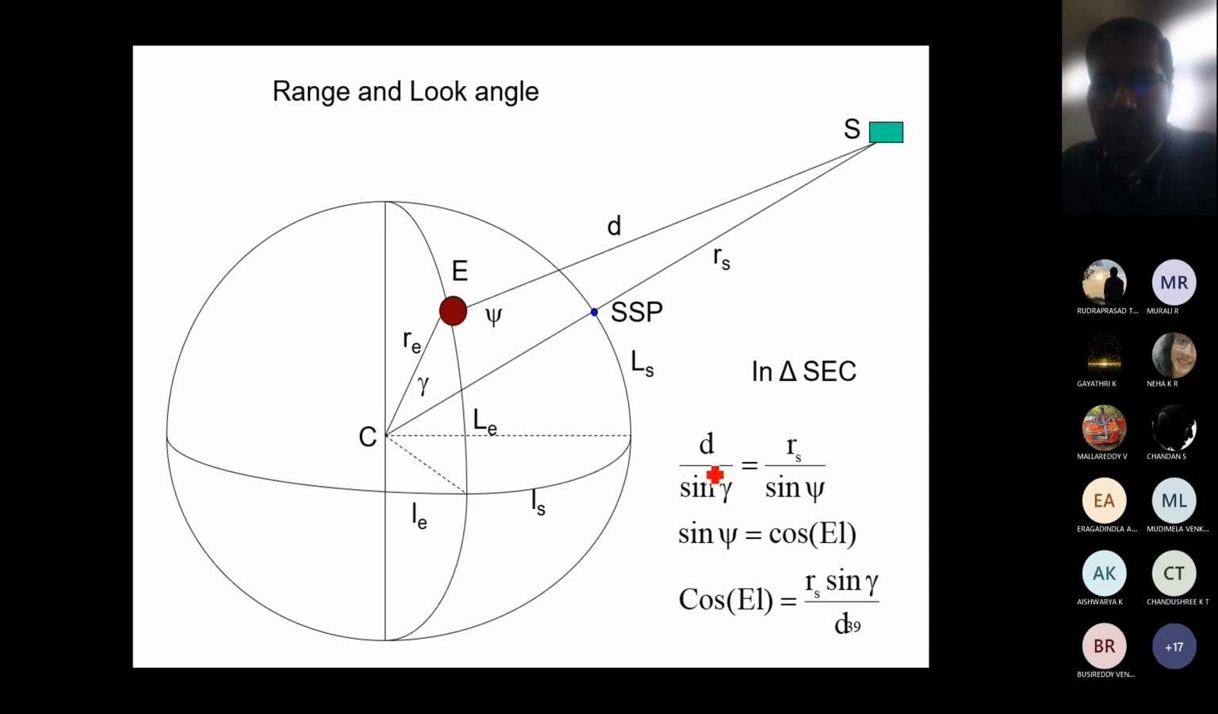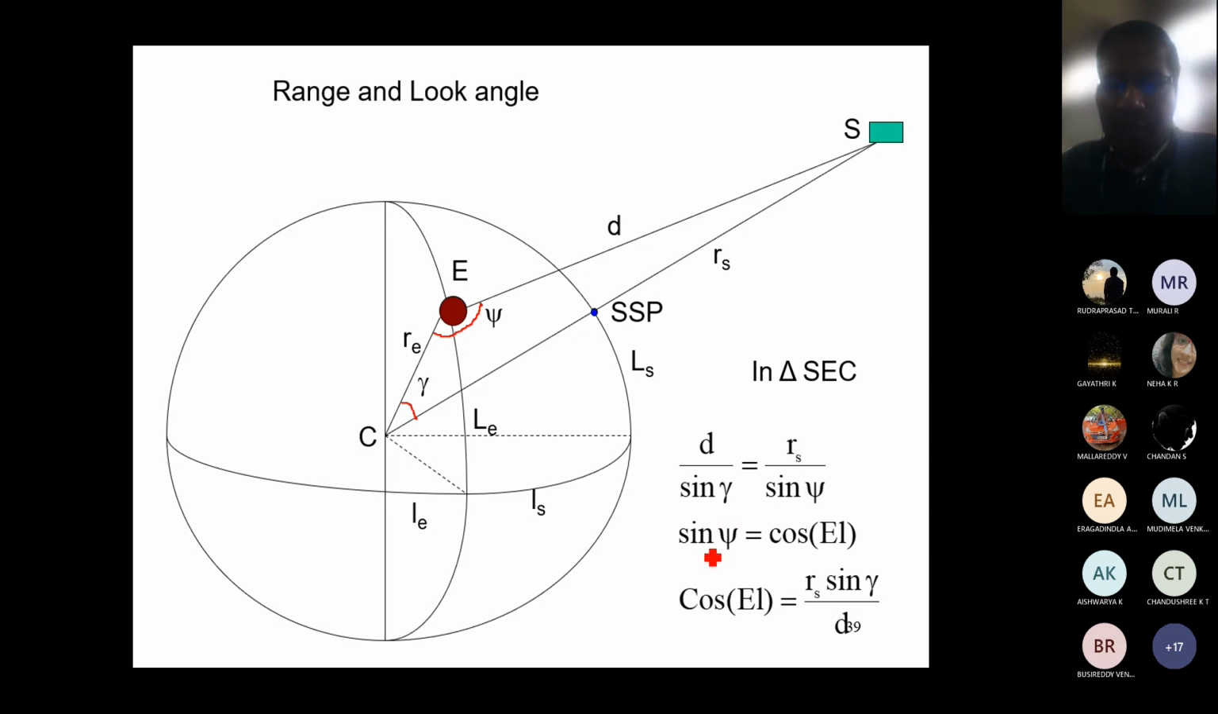We can also write d divided by sine gamma, that is, this side divided by sine of this angle, is equal to RS divided by sine psi. That is also equal to RE divided by the sine of the other angle, but since we are no more concerned about that, we are not writing it. So we write only d divided by sine gamma is equal to RS divided by sine psi.